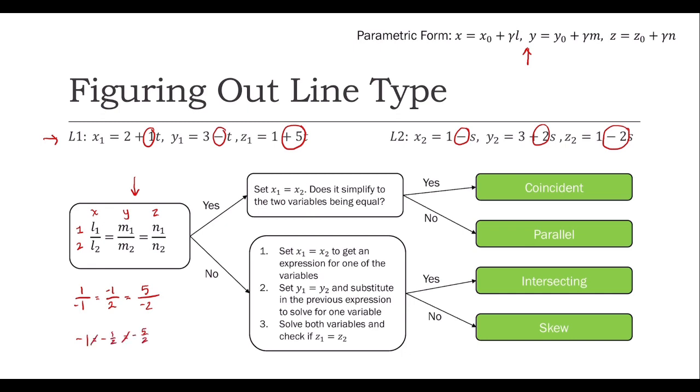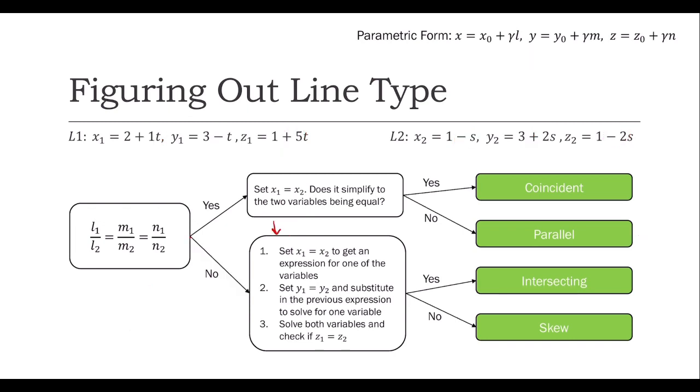That's not true, so we're going to go down the line for no. If it was true, we would see if x1 equals x2 simplifies to just our variable t equaling our variable s. If it did, they would be coincident. If it didn't, then they would just be parallel lines. So now we're going to move to this step here. We'll clear all the writing so that we have room to go over this step.